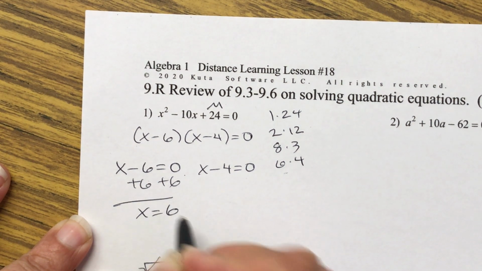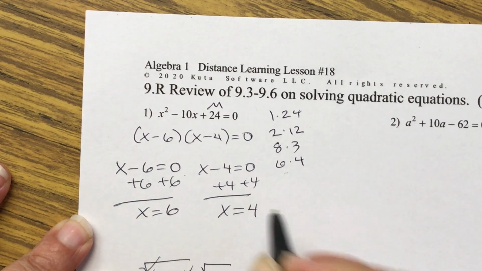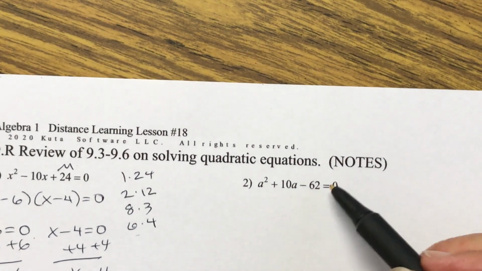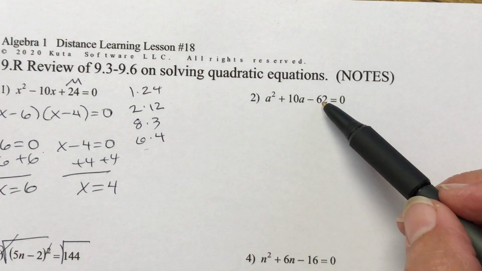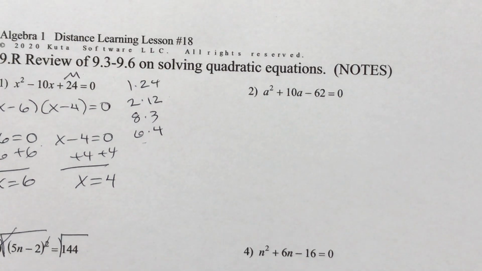So x is going to be 6. And x is going to be positive 4. Great. Let's look at the next one. Are there any numbers that multiply to give you 62 that subtract to give you 10? And there are not. This is not factorable. It's just not possible.